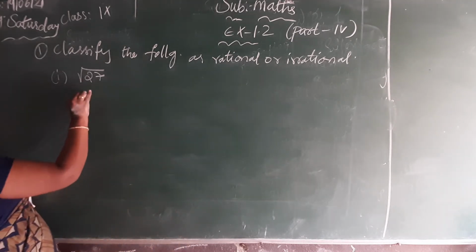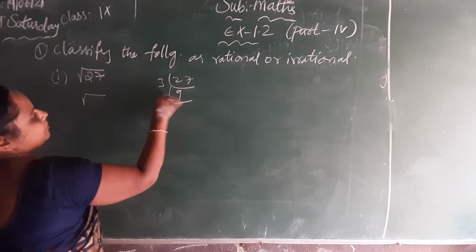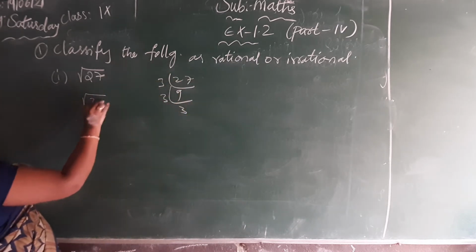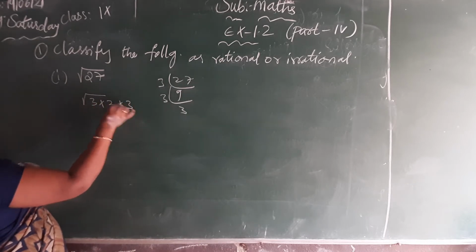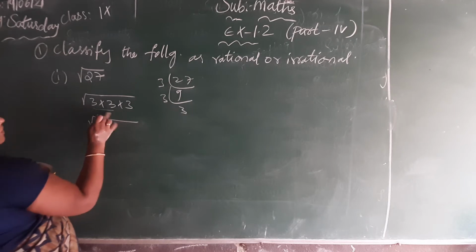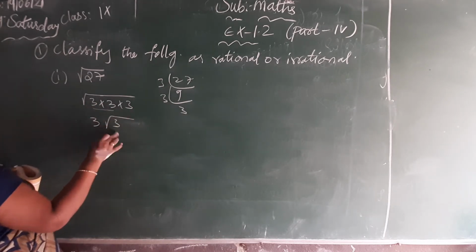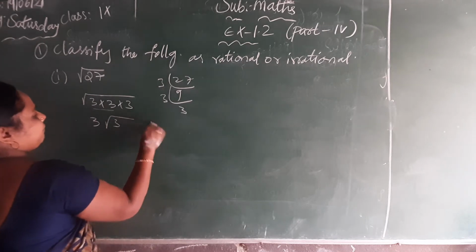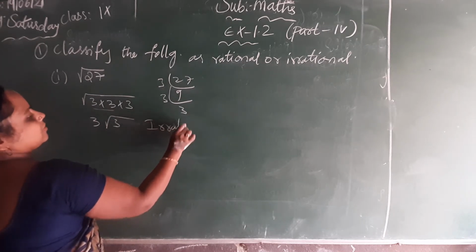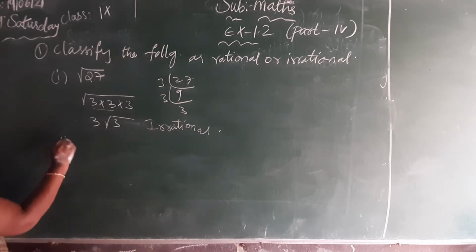If we factorize 27, 3 9s are 27, 3 3s are 9, so we can write it as 3 into 3 into 3. So for root 27, a pair of 3s comes out as one 3, leaving one 3 inside. So it becomes 3 root 3, and root 3 is an irrational number. It is irrational.